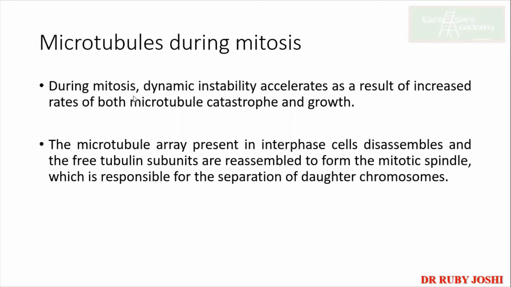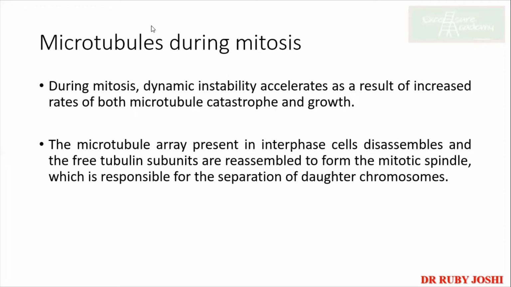So during mitosis, dynamic instability accelerates as a result of increased rates of both microtubule catastrophe and growth. Okay, instability, what does it mean? At the same time it is depolymerizing and polymerizing. The microtubule array present in interphase cells disassembles and the free tubulin subunits are reassembled to form the mitotic spindle, which is responsible for the separation of daughter chromosomes.